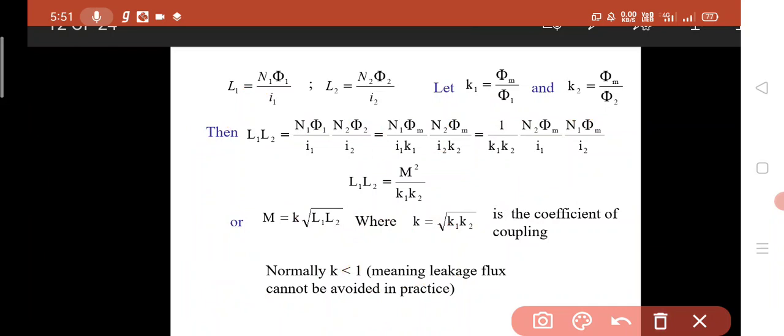The coefficient of coupling K is defined as the ratio of mutual inductance to the square root of the product of self-inductance of two coils. So, case 1.